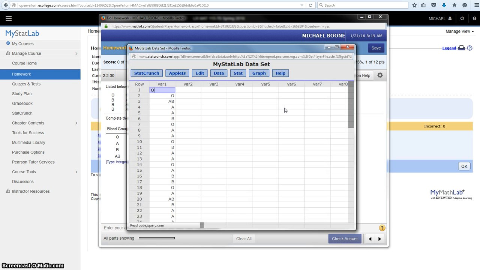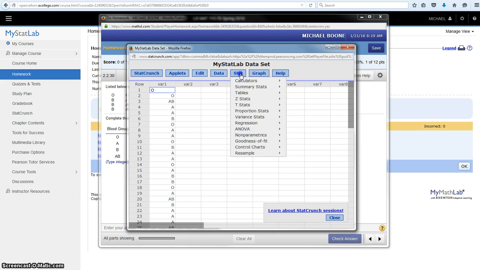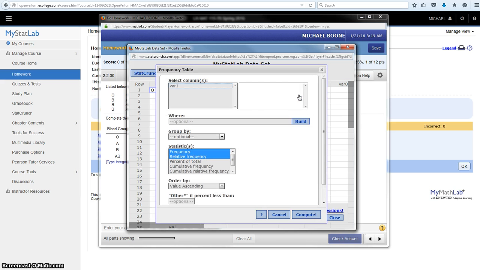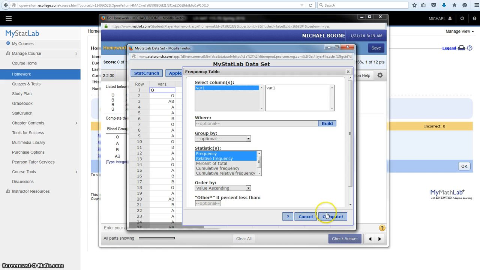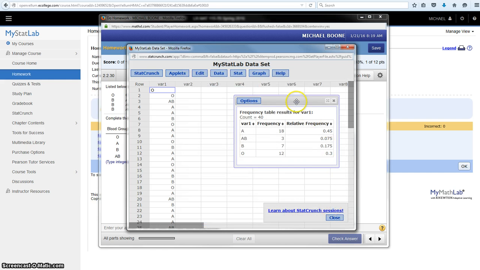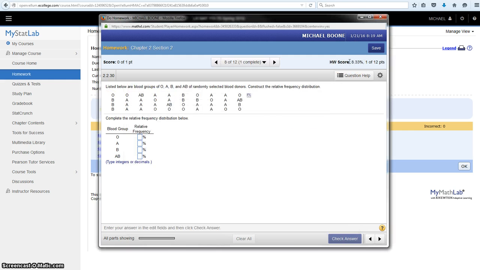And then once it's in StatCrunch, I can tell it to make a table for me. So under Stat, there's Tables, and I'm going to do a frequency table. And within it, it says it's going to do a frequency and relative frequency, so that's great. I have to click on var1. This is the column that I wanted to make a table of, and I'm just going to hit compute. And so it gives me the information that I need for this problem. I get a count and I get a relative frequency. So that would help with, let's say, number 8, given the raw data, to find a frequency and relative frequency.